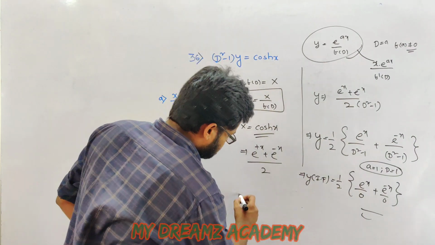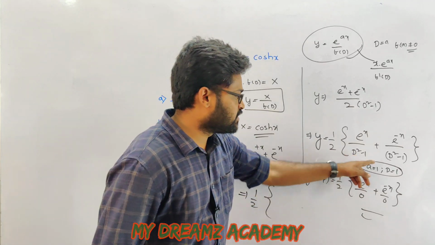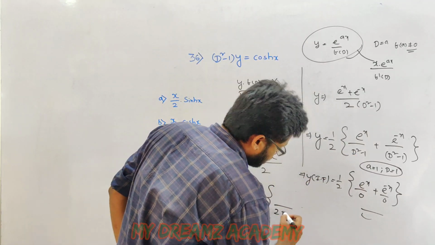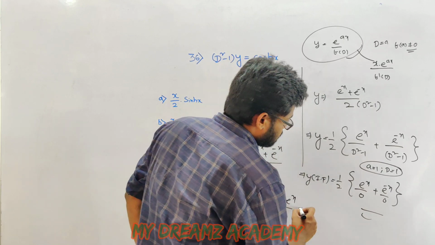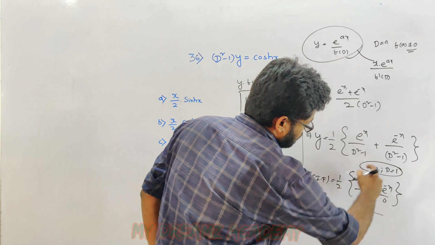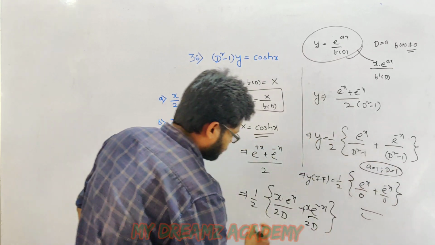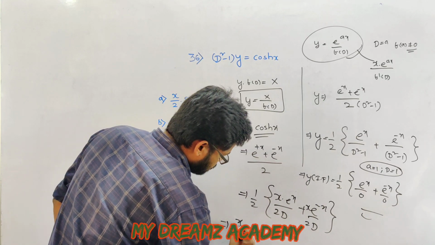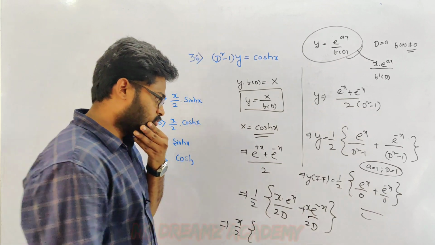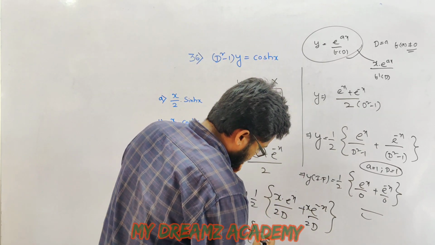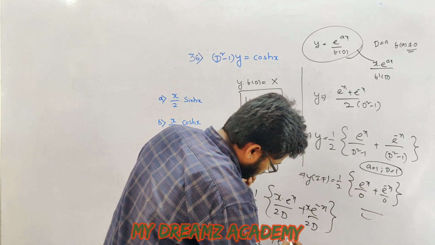Now this will become like this, 1 by 2 as it is. You write 1 by 2 as it is, and differentiate this one, it will give 2d, and multiply in the numerator with x, e power x. Next term, that is e power minus x, differentiate this one, this will give 2d, multiply x in the numerator. You take x out, that is x by 2, substitute a is equals to 1, that is d is equals to 1, it will give e power x divided by 2, and this is also giving e power minus x by 2.